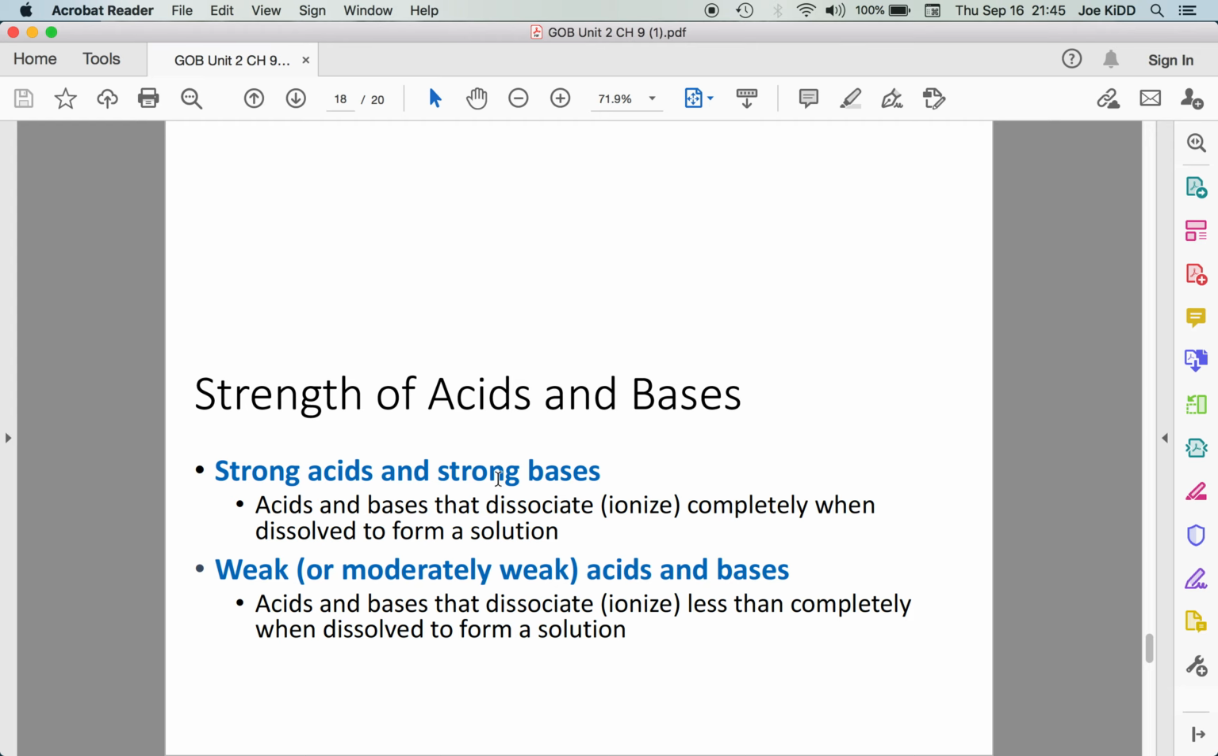But that's not necessarily the case when defining something as a strong acid or a strong base, or a weak acid or a weak base. It has nothing to do with how caustic it is. It's how those acids and bases behave in the presence of water, in a solution. So we say that strong acids and bases dissociate 100%. They completely ionize when they are in water.